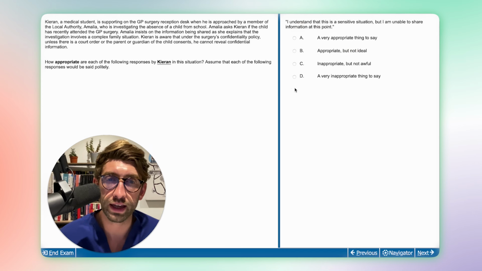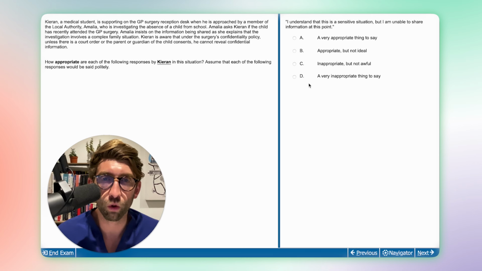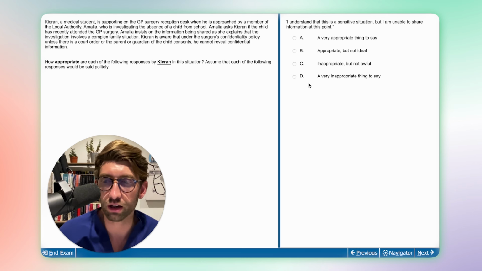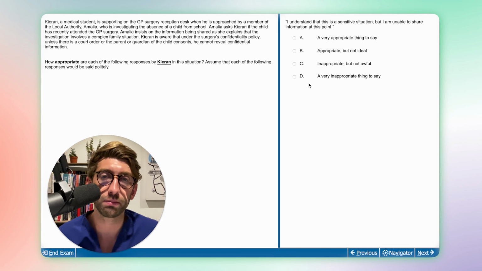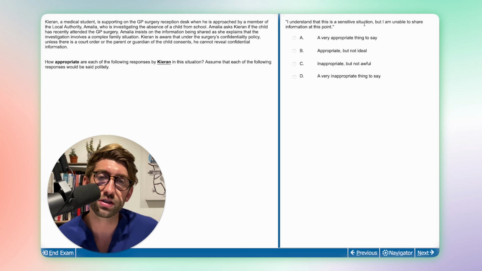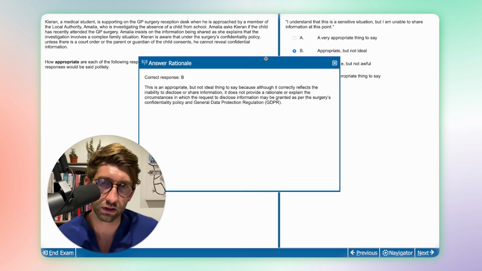But I would say it could be better, because he could explain why. Like, if you said to somebody, look, I can't, it's illegal, in a politer way, then that would be perfect. Like the answer before was perfect in that sense. But this one, I think just saying "I'm unable to share at this point," firstly, it alludes that you might be able to at another point, which might be true, but it's very vague and unclear. So I would give appropriate but not ideal. I imagine that's going to be correct, yeah.